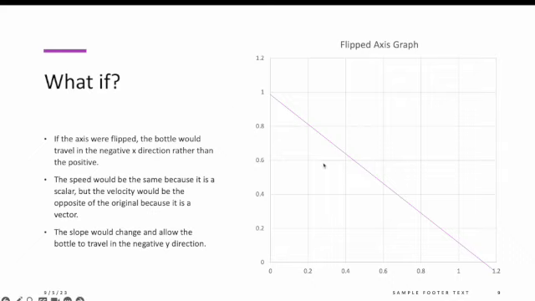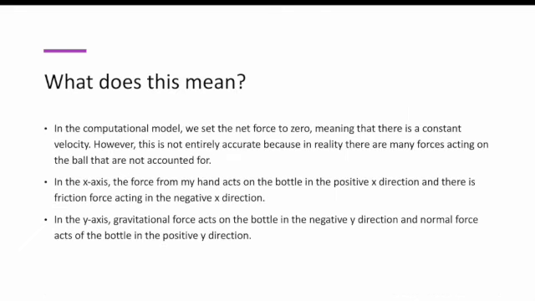One of the questions we had to answer was, what if the axis was flipped? If it were flipped, the bottle would then travel in the negative x direction instead of the y direction. This is shown with the negative slope of the graph. The speed would be the same because speed is a scalar, but the velocity would change because velocity takes sign into account. So the bottle will travel in the negative y direction too. That's pretty much what we covered.